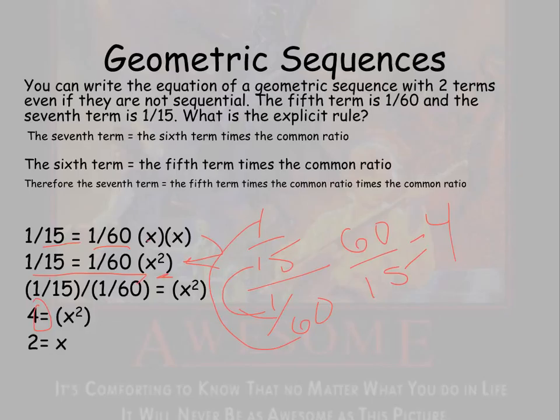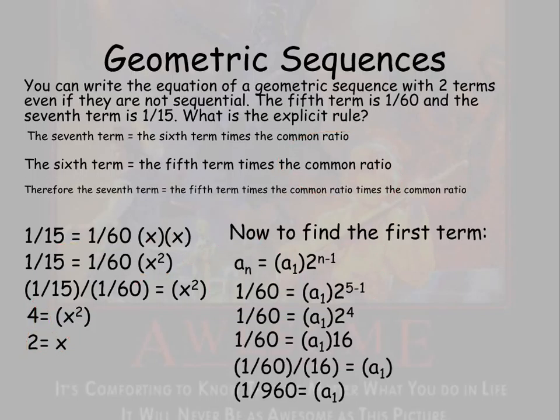Take the square root of both sides. Obviously, we don't need to worry about the negative roots in this case because that wouldn't make sense in this problem. And we get x is equal to 2. So the common ratio in this case is 2. That's what we were trying to find, the common ratio. That's part of it, but not all of it. Okay, so now we have a common ratio of 2. We just need to find the first term, or what is also known as a sub 1.